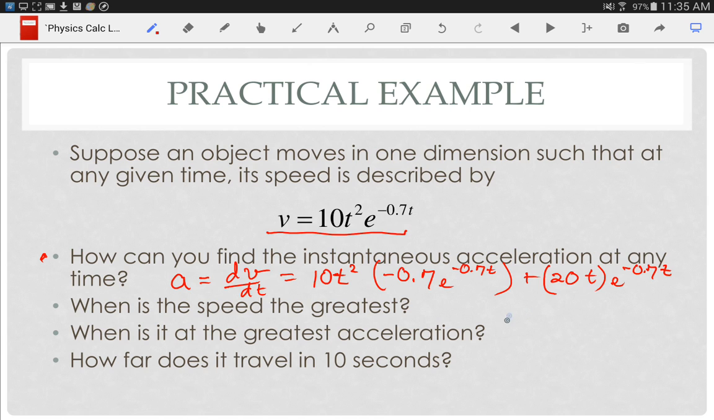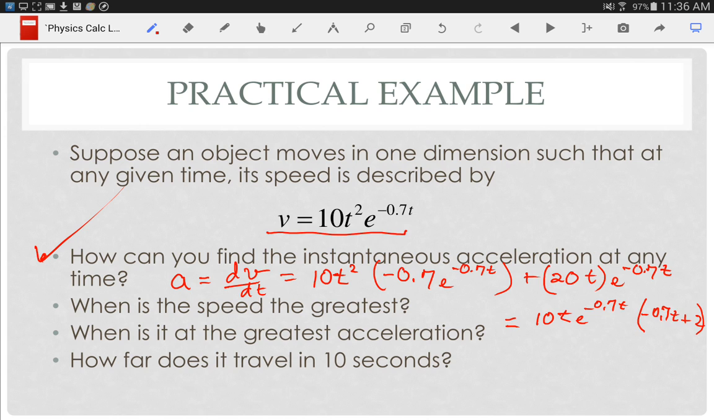And yes, we could simplify this a little bit. We could factor out a 10t e to the minus 0.7t, and then we would have minus t plus 2. That should have come out correct, right? Oh, yeah, I lost the 0.7, didn't I? Minus 0.7t plus 0.2. Better? Okay, so we were able to find the acceleration at any time.